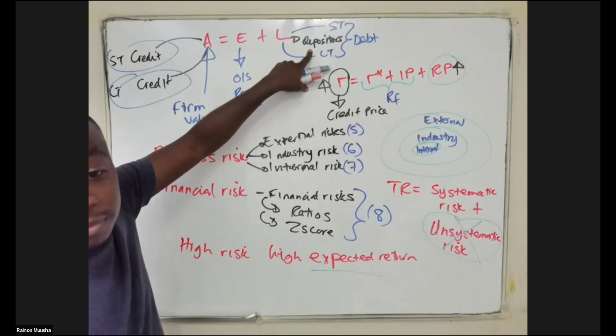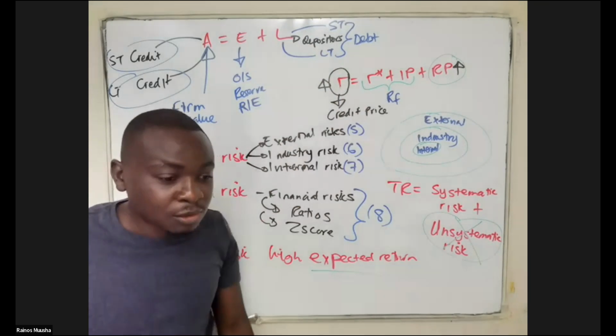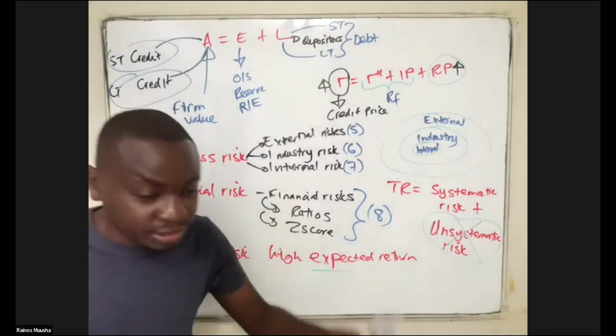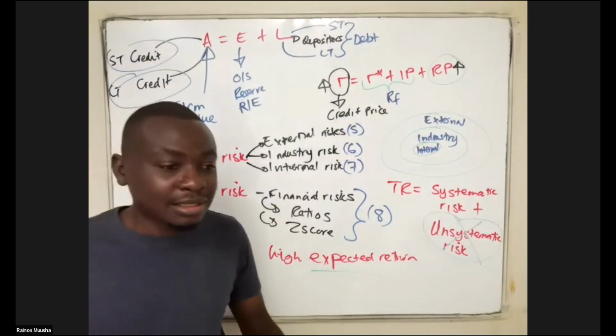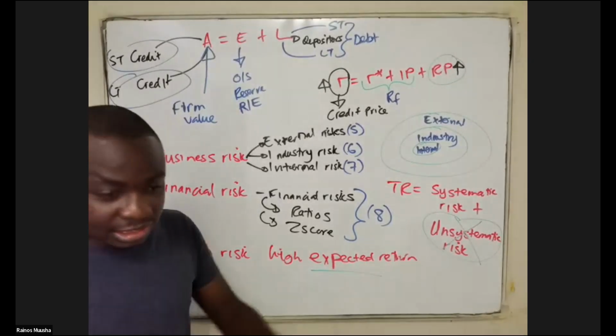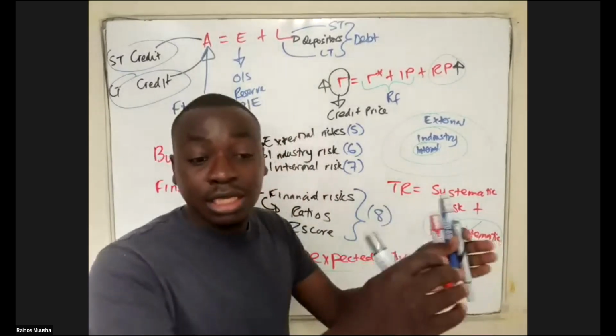A typical example of this, look at the case of VBS Bank. When things went wrong, depositors lost confidence in VBS. And what was happening with depositors? They were standing in queues trying to get back their money.